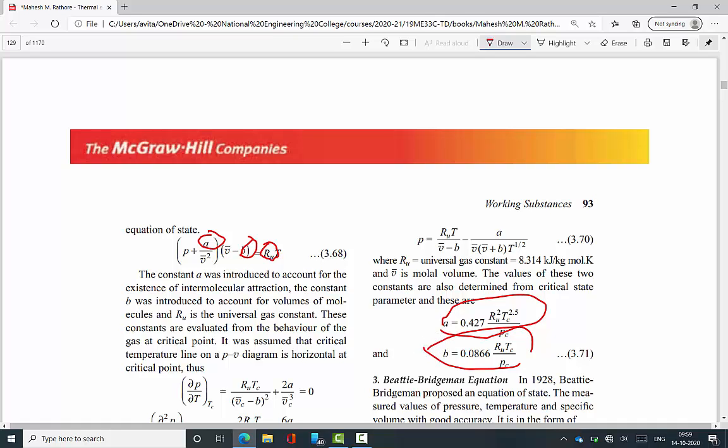These constants are derived from the reduced properties for a particular gas. A is equal to 0.0427 into RU universal gas constant, with TC the critical temperature and PC the critical pressure. A is calculated with the help of TC and PC, and B is also calculated with the help of TC and PC for a particular gas. This is one type of equation of state.